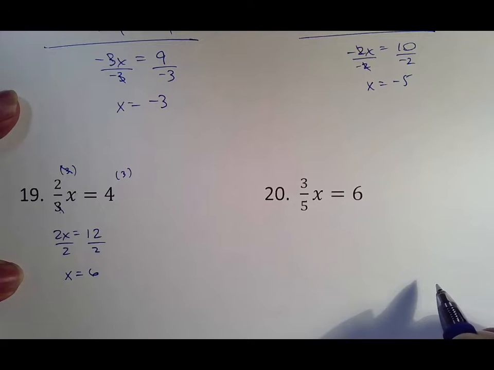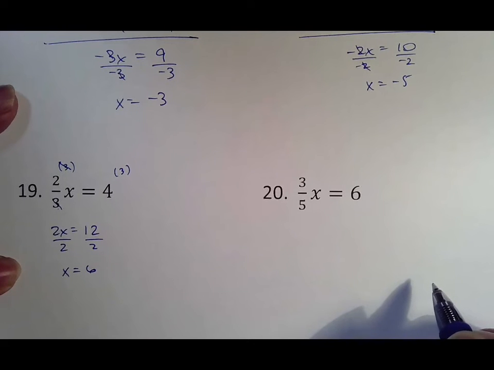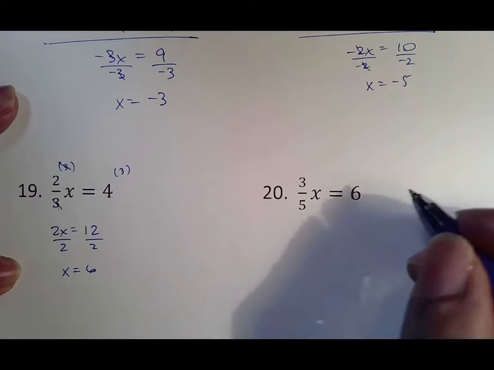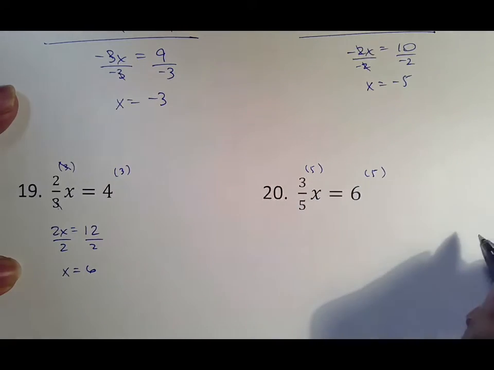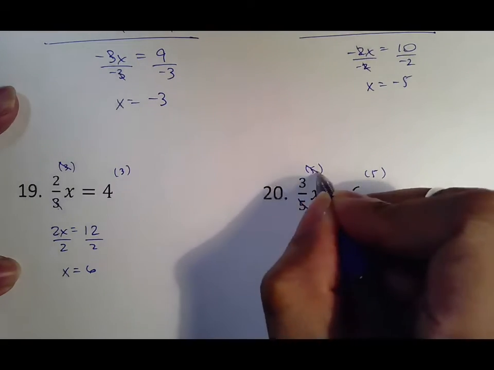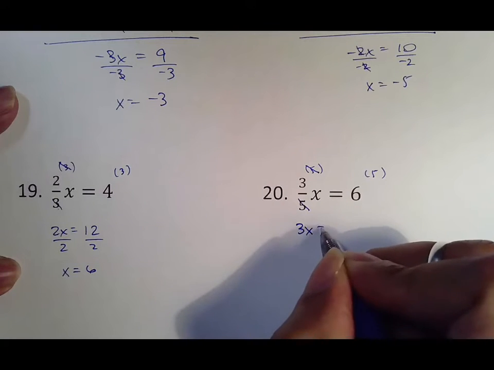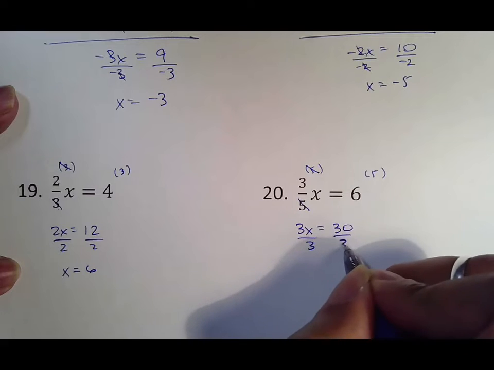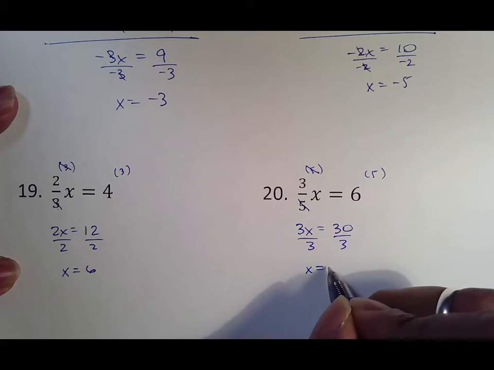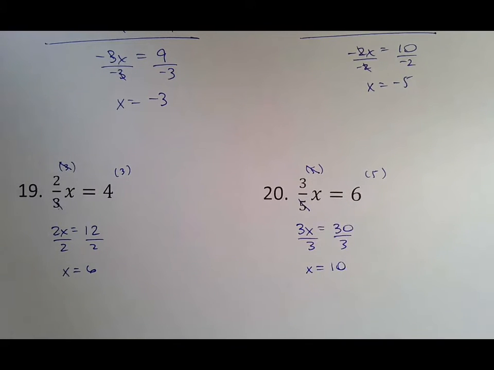Ending up with x equals 6. Here, 3/5 x equals 6. 3 over 5 times 5 times 5. Those two things go away. 3x comes down with 30. From there, you go ahead and divide 30 by 3, which of course 3 goes into 30 10 times. So that represents everything that we covered.